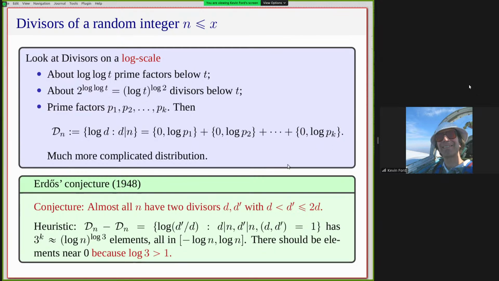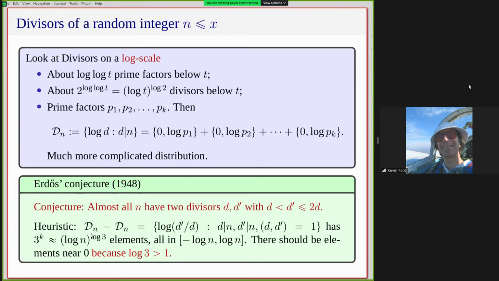So what motivates our work is this old conjecture of Erdős that says almost all integers have 2 very close divisors in this sense, that they are within a factor of 2 of each other. Now, this remained open for a very long time, although heuristically, Erdős had the following argument.